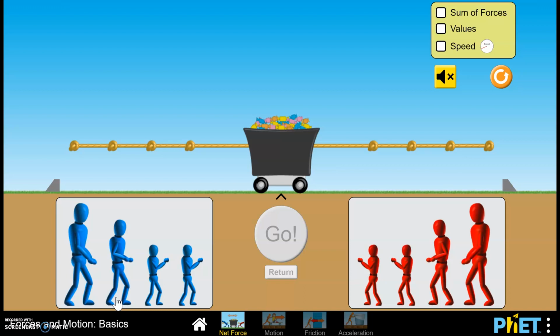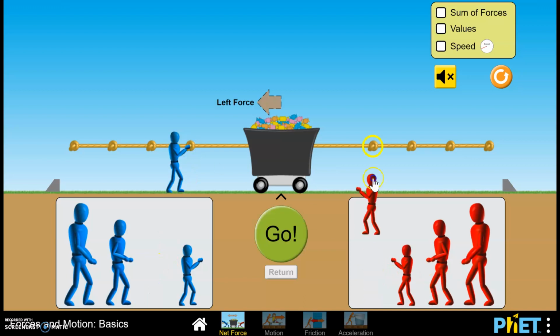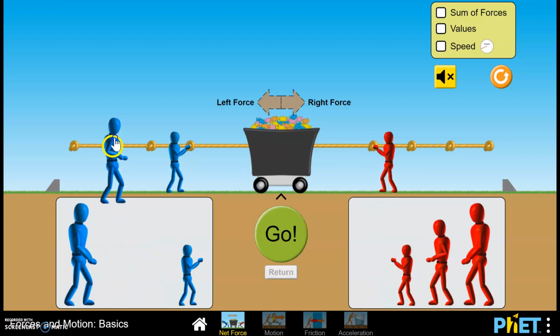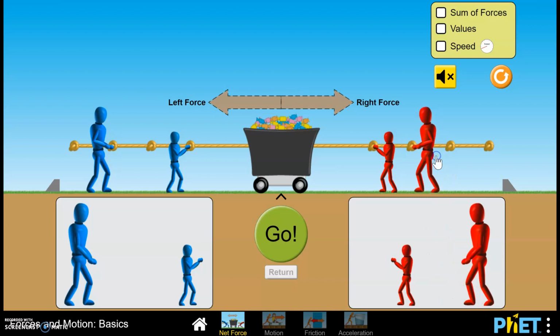All right, so you could have picked any number of things. You could have said one of these little guys on either side. You could have picked a combination of guys on either side. Notice that they don't have to be in the same location on either side in order for these forces to be balanced. You can see how the forces are balanced by looking at these arrows right above the candy cart.